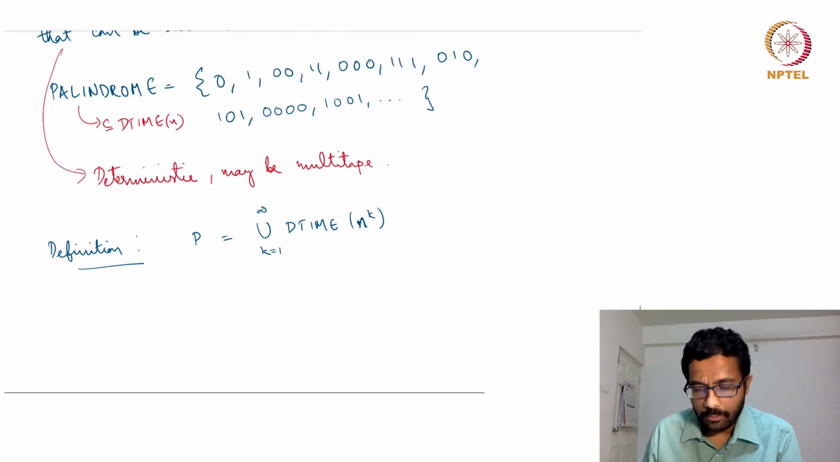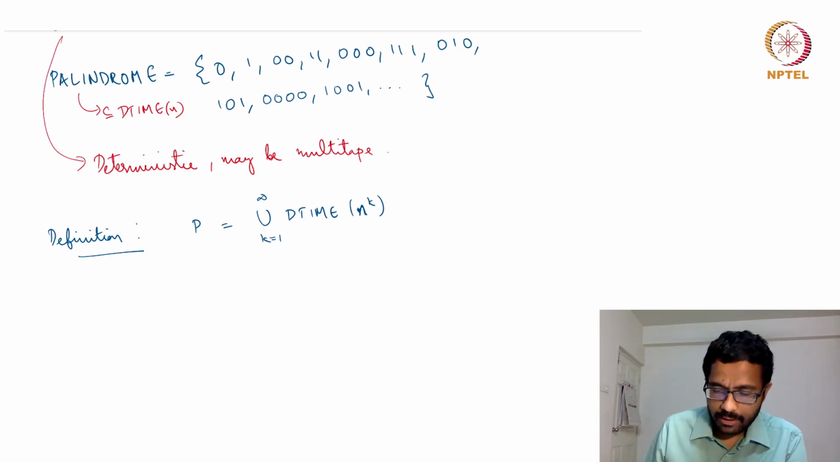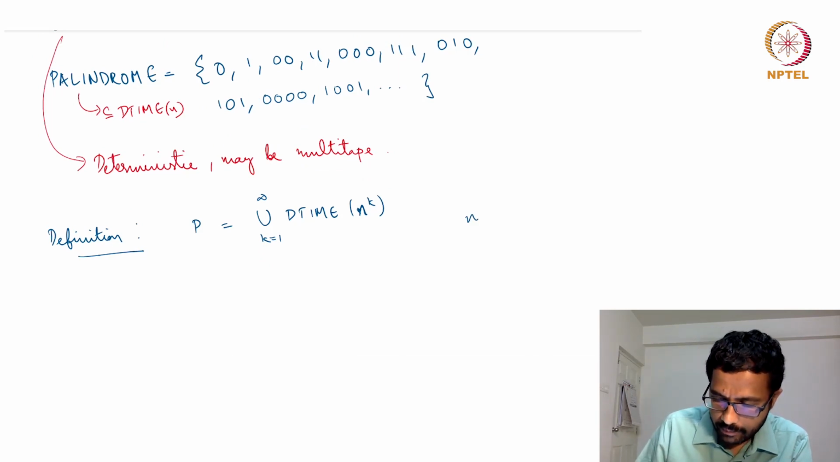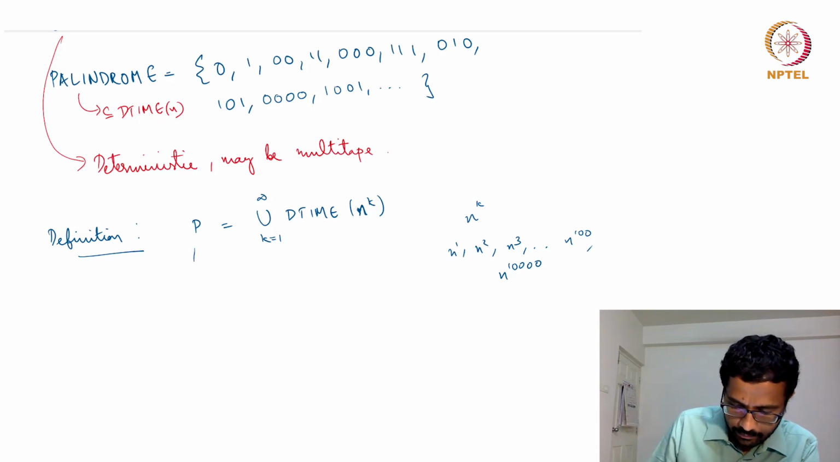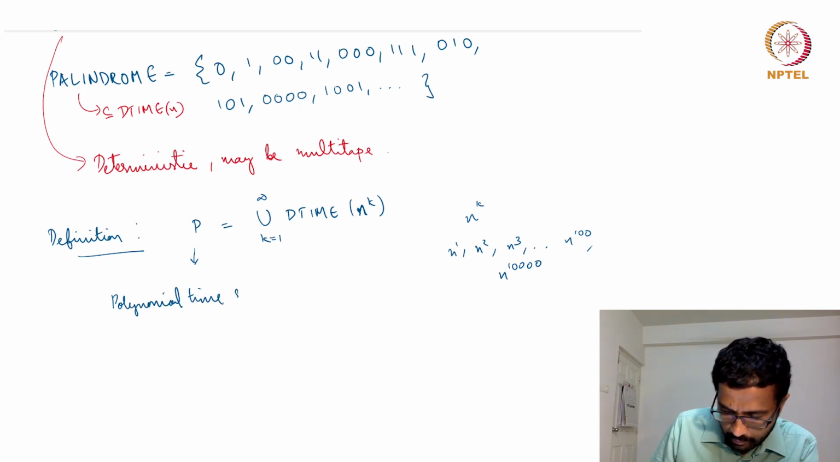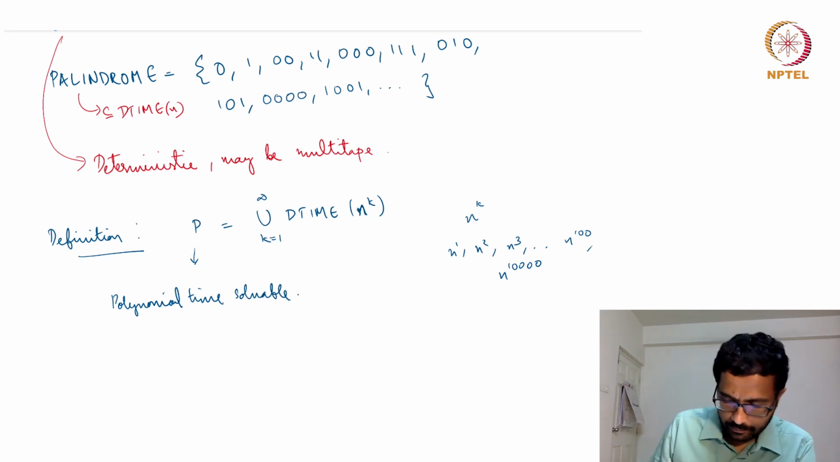P stands for polynomial time computable. Polynomial means anything of the form n power k, where k is a constant. So n power 1, n power 2, n power 3, anything, n power 100, n power 1000, right? All of these are polynomial time. All of these are polynomial. So P stands for polynomial time decidable.